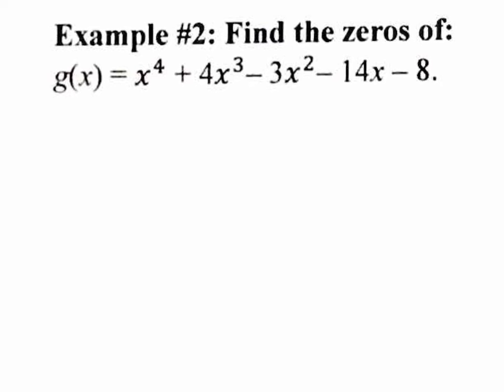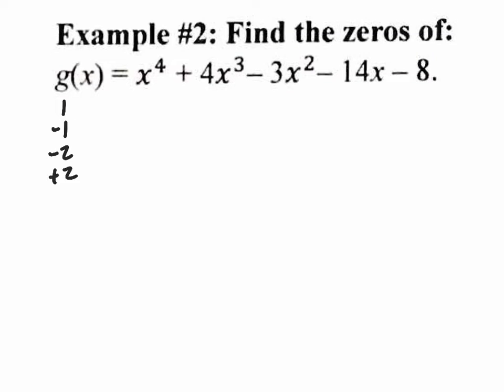This one's a little more challenging because we have an 8 as the constant. So what are all the possible answers using the rational zero theorem or rational root theorem? Okay, so give me one possible answer. It could be 1. It could be negative 1. It could be what? Negative 2, positive 2. Could be what? 4 and negative 4. So we have all these possible answers.